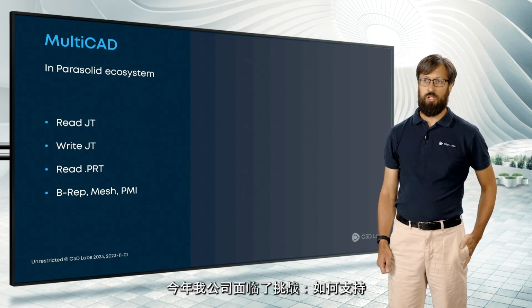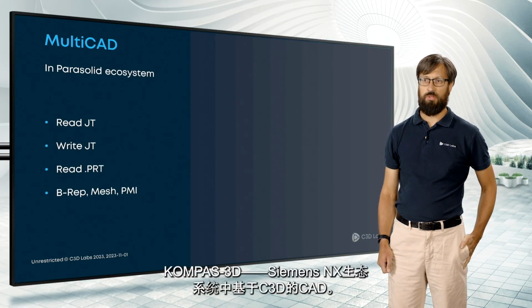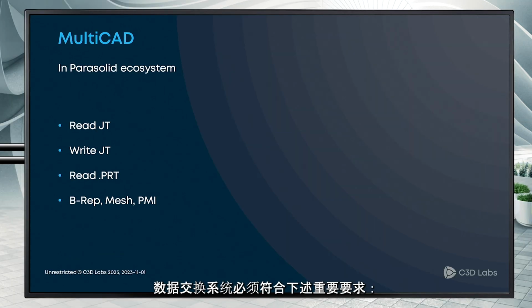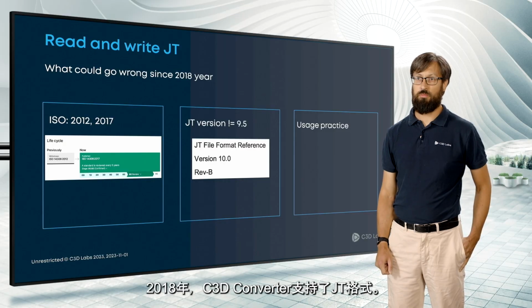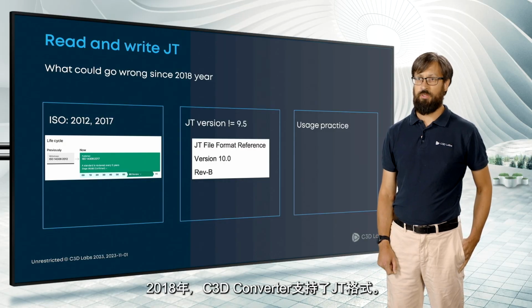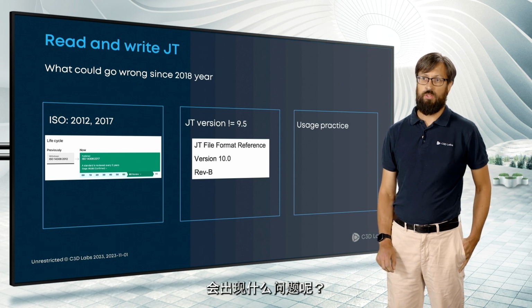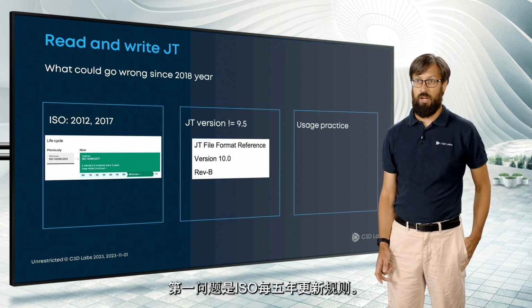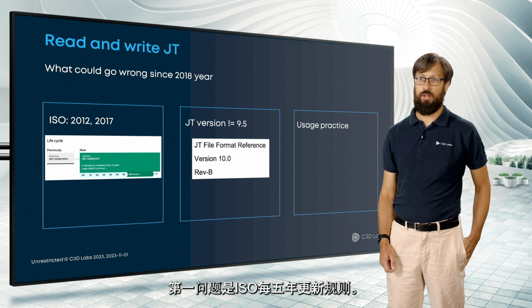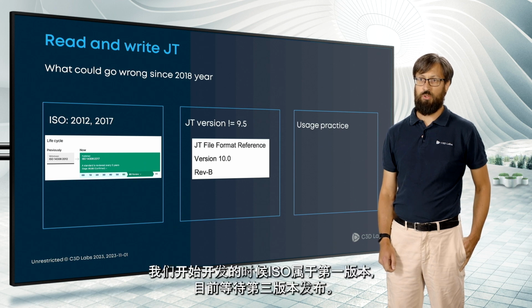This year we faced a challenge of how to provide work of Compass 3D, C3D-based CAD, in the Siemens NX ecosystem. The data exchange system had to meet the following major requirements: read JT format, write JT format, and read NX PRT format. C3D Converter has supported JT format since 2019. What could go wrong since then? First, ISO updates the specification every 5 years. We started from the first release, now the third one is coming.